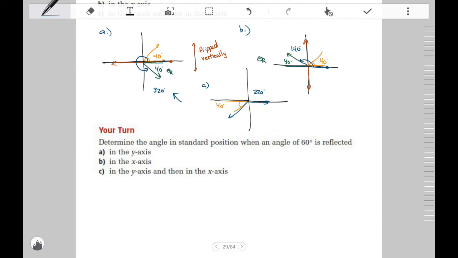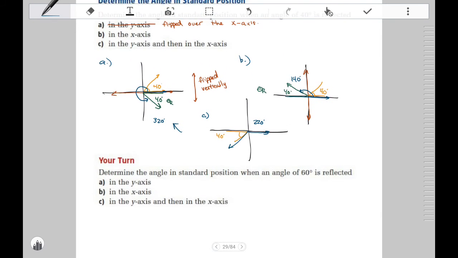Try the your turn on your own. You should get the same sort of idea as we did in this example together.